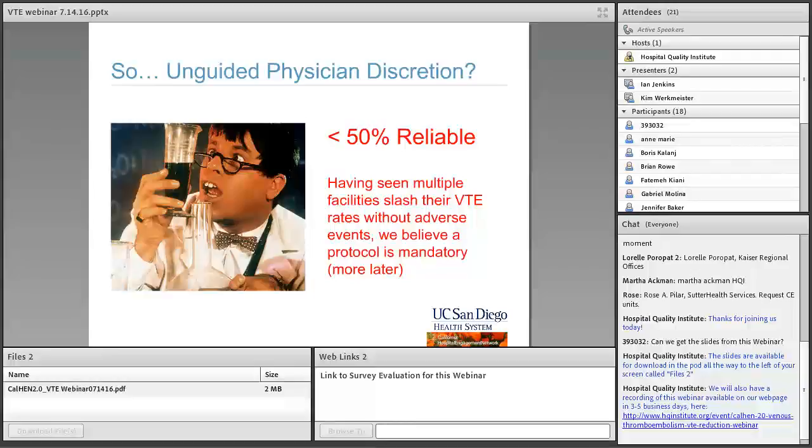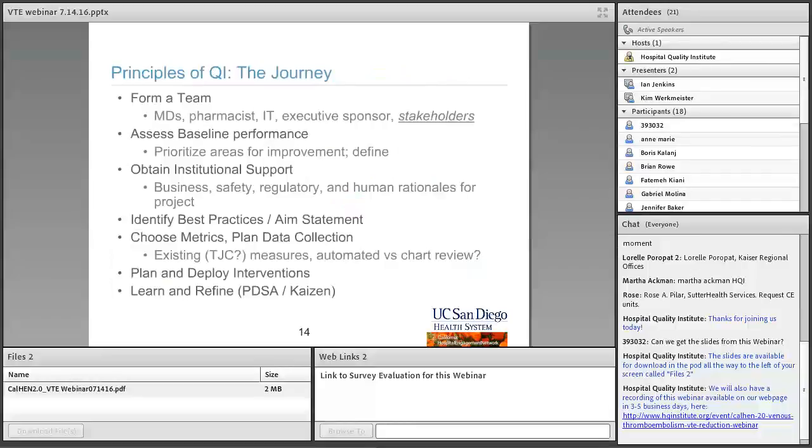I would say no. We have watched hospitals without any form of system. Their VTE prophylaxis rates are usually less than 50% reliable, but we feel that there's a simple way to do this, and I'm going to get into more of that later. We do feel like there is a reason that we have to have a protocol to take care of these inpatients.